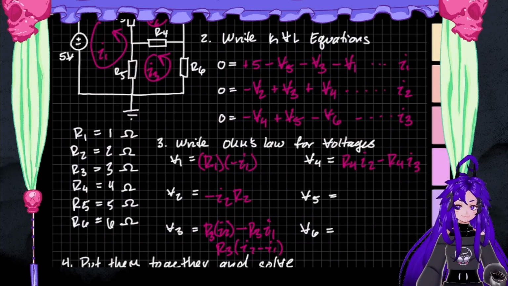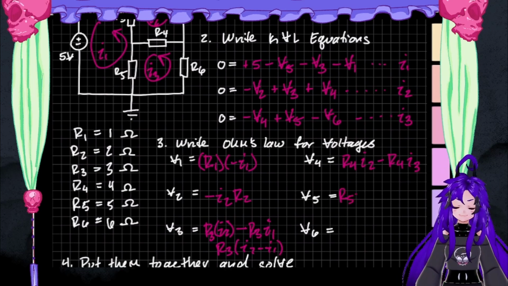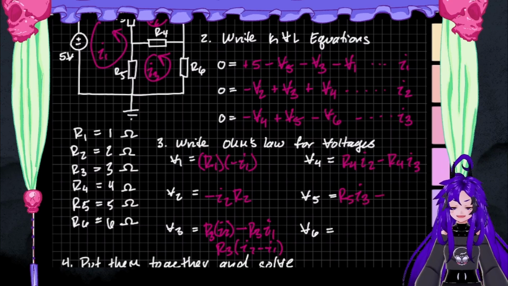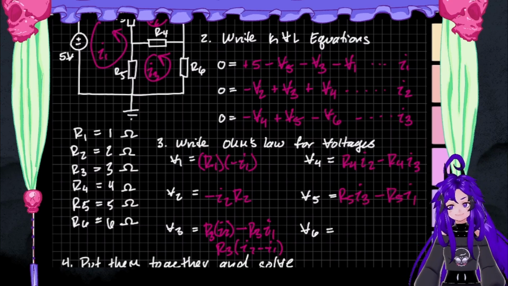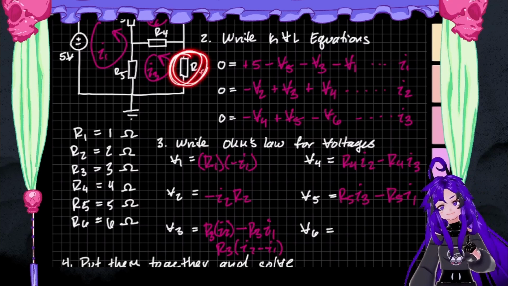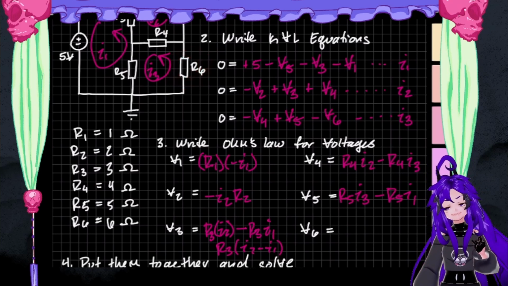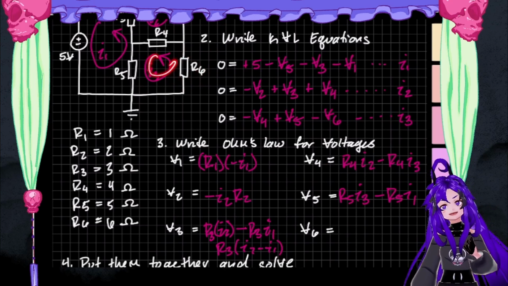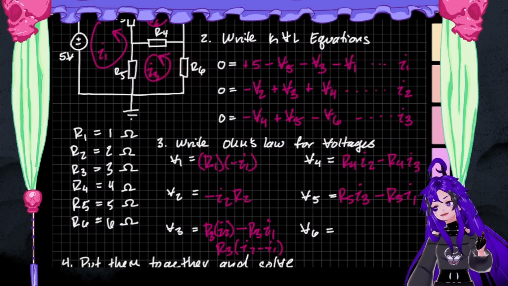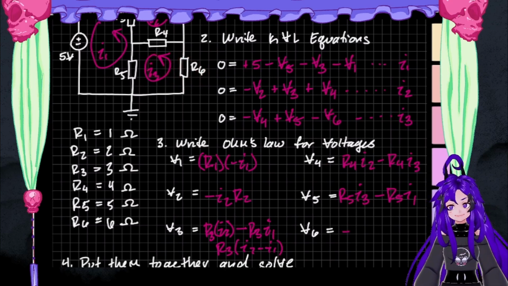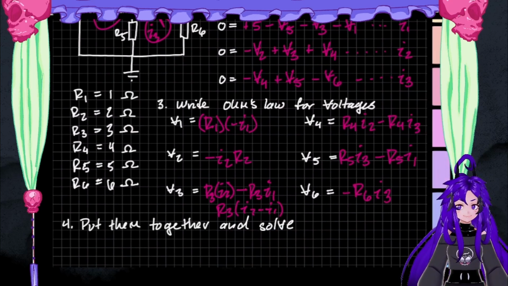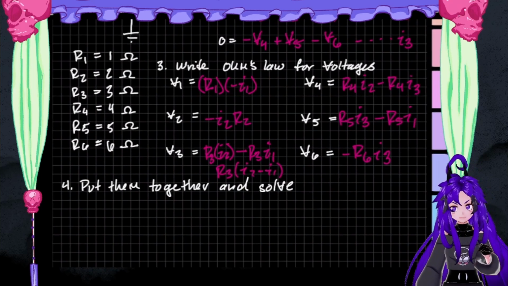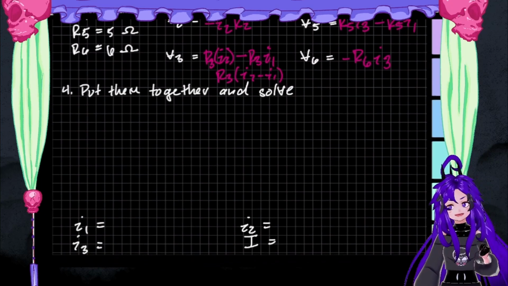So we're going to have R5 I3 minus R5 I1. And then we're back to something verging on easy, right? R6 is just feeling I3. And it's feeling it from the negative direction, so it's going to be minus R6 I3. Whew. Okay, cool. Now we get to put it all together and solve.